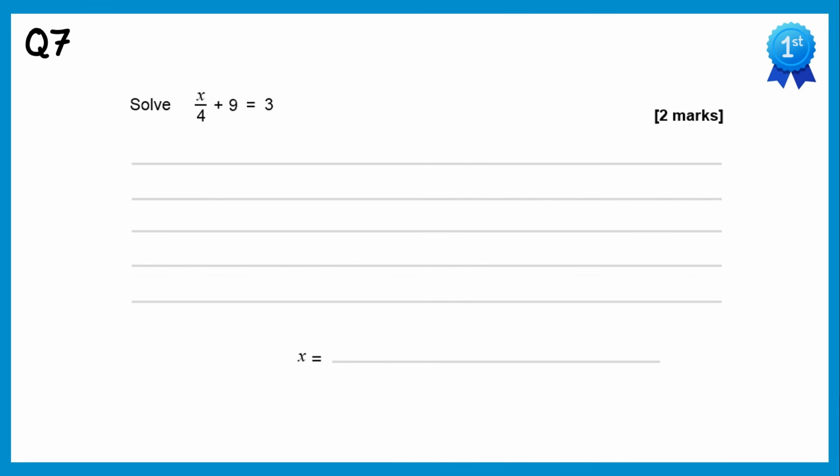For this question, we need to solve an equation. We're going to deal with this plus 9 here first. To do that, you subtract 9 from both sides. If we subtract it from the left, then it cancels out, so we're left with x over 4. If we subtract it from the right, 3 take 9 gives -6. The next thing to deal with is this divide 4 on the bottom. The inverse of dividing 4 is multiply 4, so we multiply 4 on both sides. On the left, we'd end up with x, and on the right, -6 times 4 is -24. And that's the answer to the question.